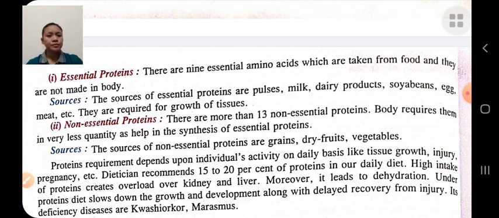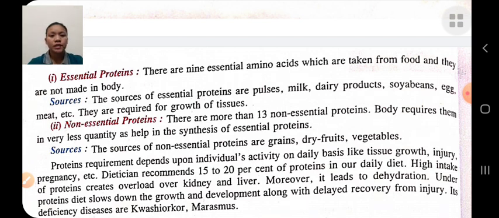For essential protein, there are 9 essential amino acids which are taken from food and are not made in the body. We take essential proteins from the foods, and they are not made in our body. And there are 13 non-essential proteins. The body requires them in small quantity and they help in synthesis of essential proteins.